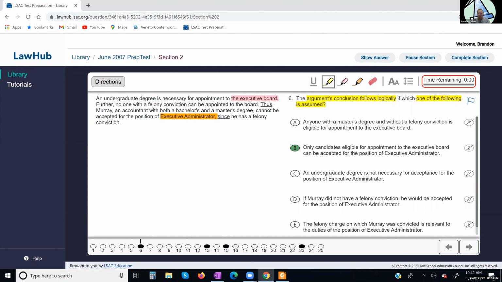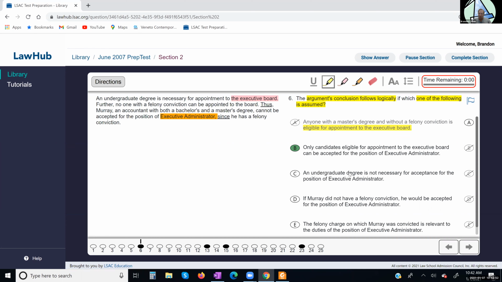So, A: anyone with a master's and without a felony is eligible for the executive board. Two things. First, our conclusion was that you cannot be accepted. Any standard for when you can be accepted would already be inverse logic. It's that reverse logic that doesn't actually have any logical play on it. Telling me standards for when you would be eligible would be irrelevant for when you're not eligible. Second, this doesn't bring up executive administrator. It's relying on the same language jump that it's about the executive board. Two reasons why A is wrong.